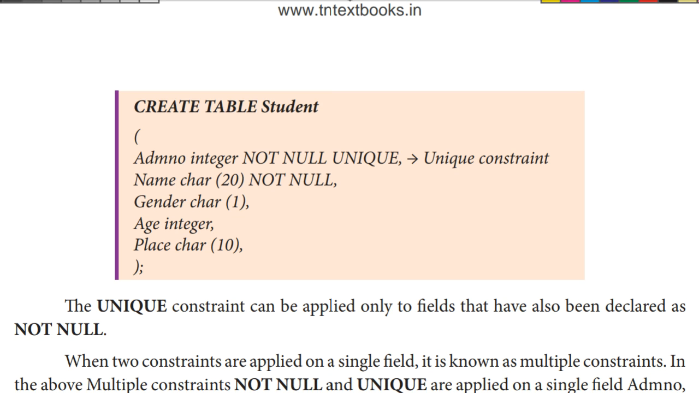ஸோ அட்மிஷன் நம்பர் பார்த்திங்கன்னா எல்லா ஸ்டூடெண்ட்ஸ்க்கும் சேமாக இருக்காது, ஒவ்வொரு ஸ்டூடெண்ட்க்கும் ஒவ்வொரு அட்மிஷன் நம்பர் தான் இருக்கும். ஸோ வென் வி ஆர் என்டரிங் த அட்மிஷன் நம்பர், sometimes maybe we can type the same admission number for 2 or 3 students.